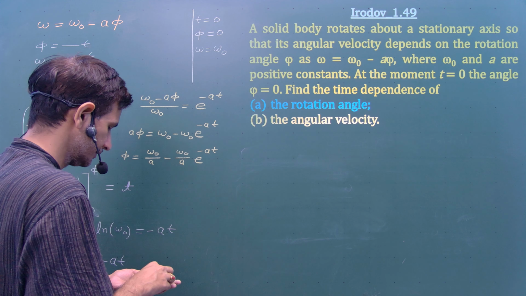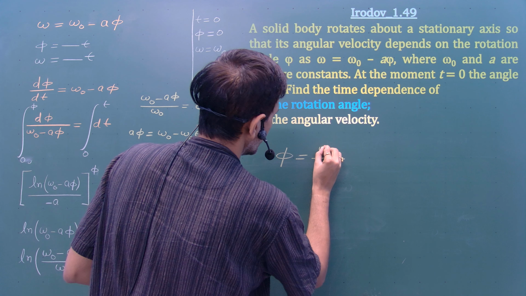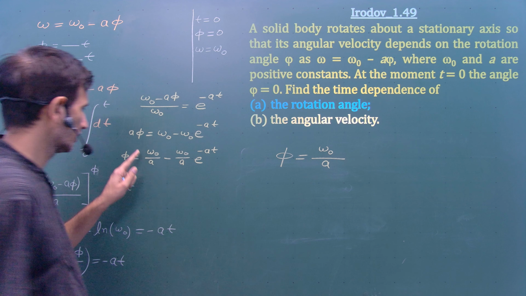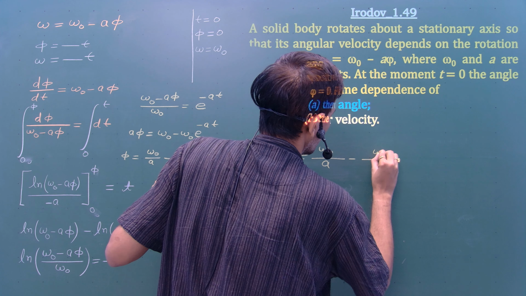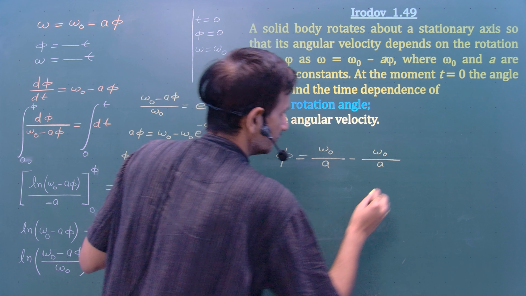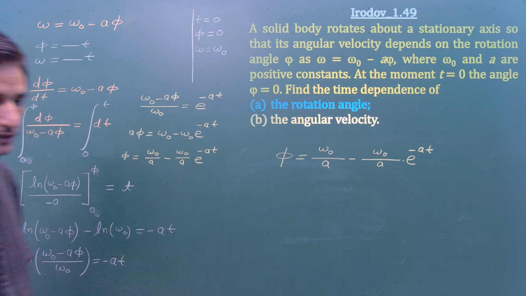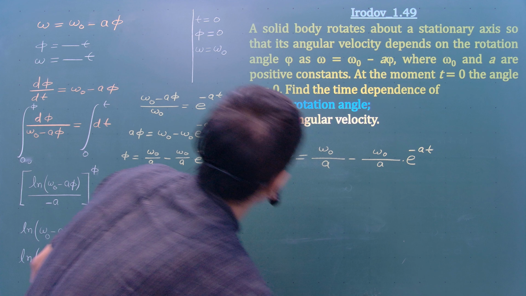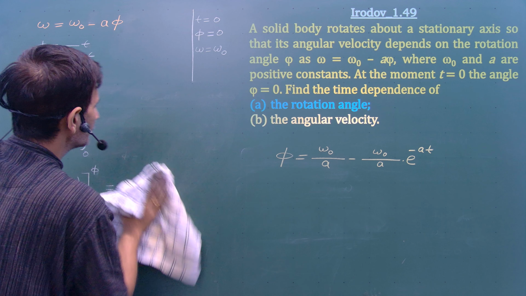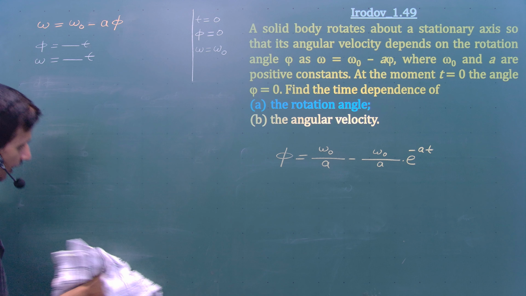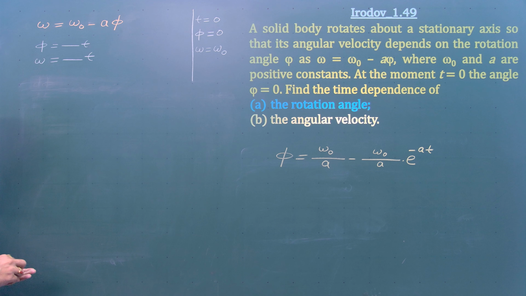So the first answer is: the equation of angle phi with respect to time is omega naught divided by a minus omega naught divided by a into e to the power minus at. So this is the first answer. Now we have to calculate the equation of omega with time. How to do that? If I differentiate the angle with respect to time, I get the angular velocity. So differentiate this equation with respect to time.